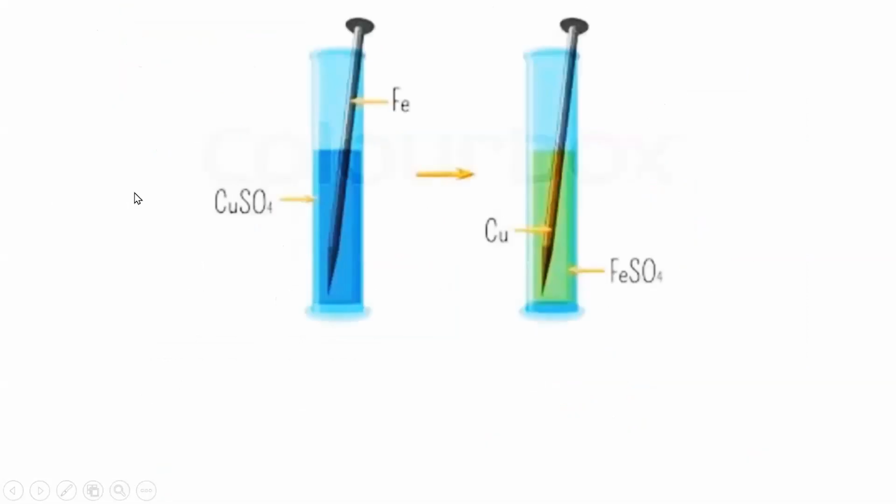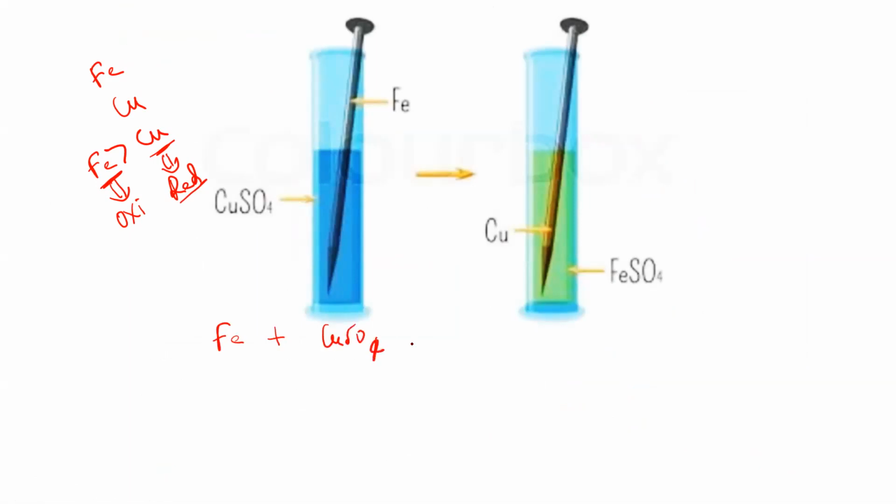Now let's take another example. I have taken this classical example from CBSE. Here again we have two metals, copper and iron, and iron is more reactive than copper. So again, just to repeat, iron will get oxidized and copper will get reduced. So how do you write the reaction here? We write it like this. We have iron dipped into copper sulfate solution. You see copper sulfate, this blue colored solution, please remember the color.